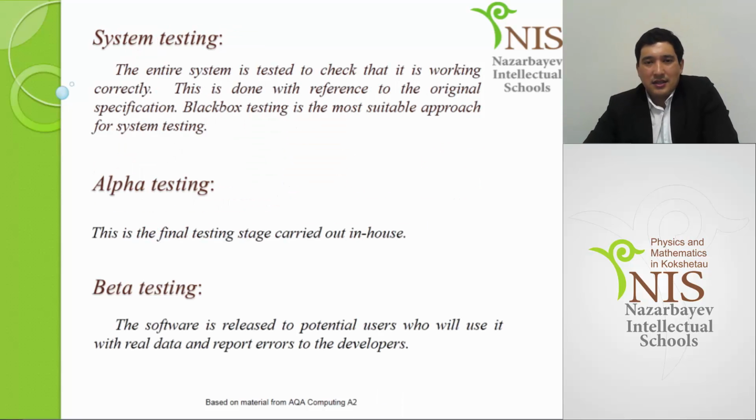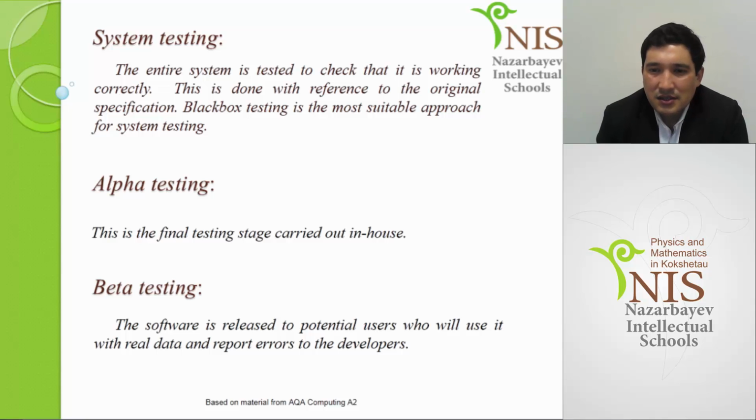And we have the last three testing types. The first is system testing. The entire system is tested to check that it is working correctly. This is done with reference to the original specification. Black box testing is the most suitable approach for system testing. And alpha testing. This is the final testing stage carried out in-house. Beta testing. The software is released to potential users who will use it with real data and report errors to the developers.